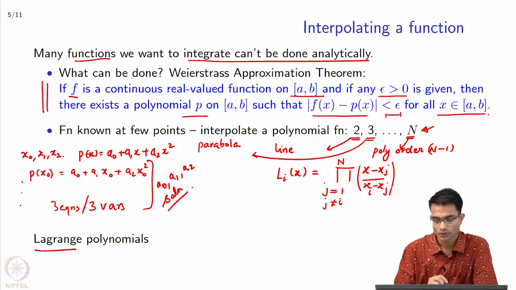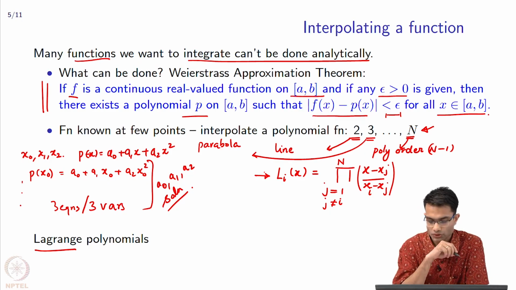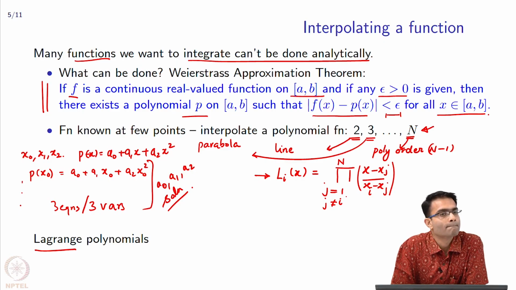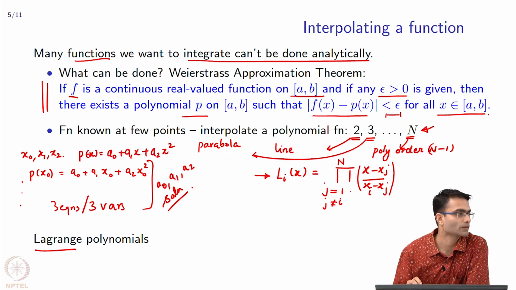Okay. So, before we get into more details, just look at this. I have constructed some function over here. So, its product, how many terms are in the product? N minus 1 terms are there in the product, because j is not equal to i, right. So, j is equal to 1 to n, but j is not equal to i. So, it's a product of n minus 1 terms.